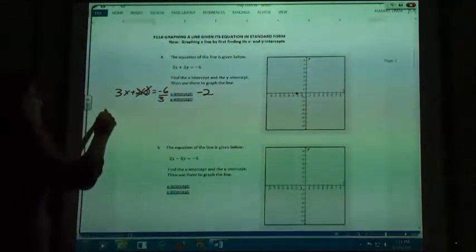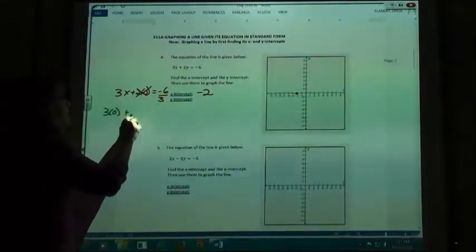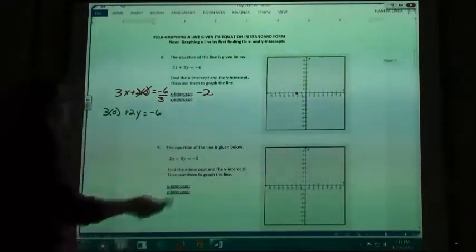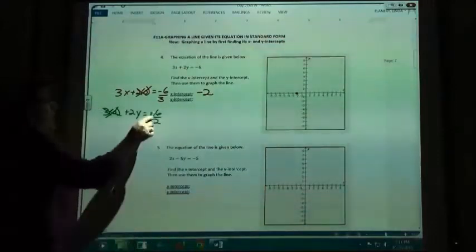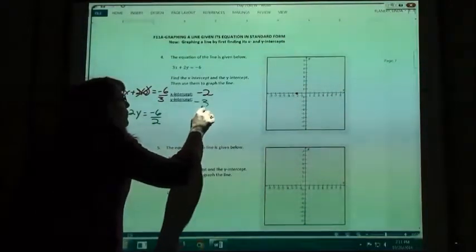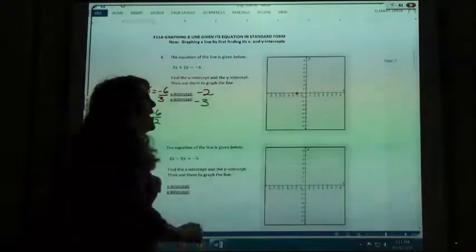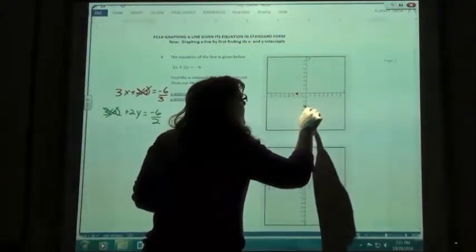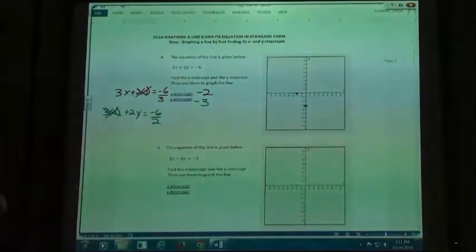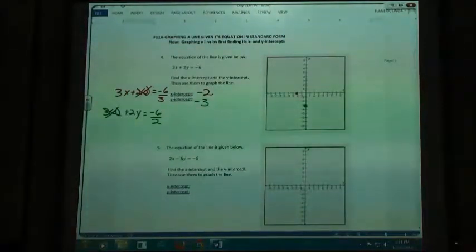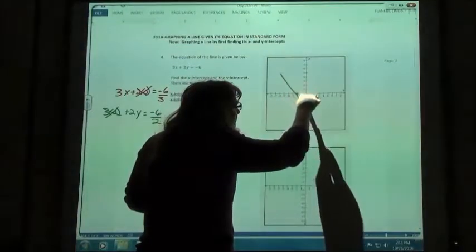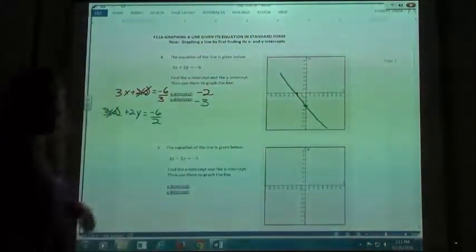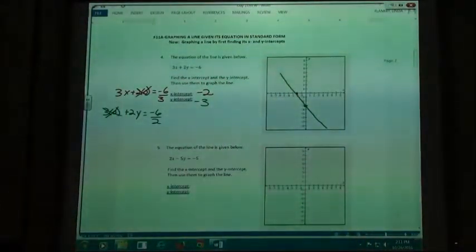For my y-intercept, putting the 0 in for x. So 3 times 0 plus 2y equals negative 6. That gets rid of my x term, so I'm going to divide by my 2. Negative 6 divided by 2 is negative 3. Again, that one came out to a nice whole number, so on my y-axis I'm just going to mark where the negative 3 is. Once I have those 2 points, I'm going to use that line tool, click on my 2 points, and it's going to put the line connecting those 2 dots.